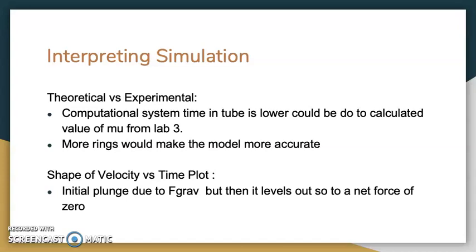But the experimental could have also had some sources of error due to not correctly recording when the magnet entered and exited the tube. And then interpreting that velocity versus time plot, you saw that initial deep plunge at the very start of the graph, which was from when the magnet first entered the tube, but then you saw that the graph leveled off once the forces on the tube started to balance and you got a net force of 0.